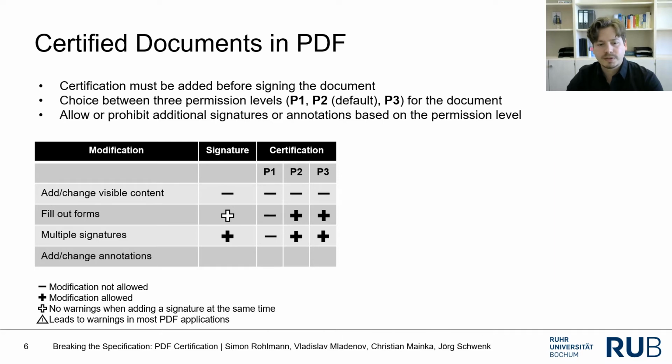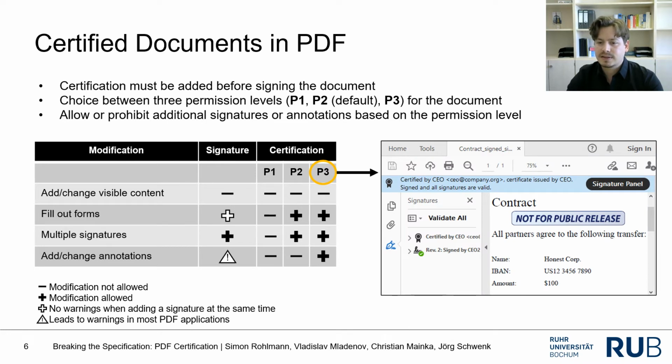But adding multiple signatures is also allowed in signed PDFs and on certified documents at level P2 and P3. Adding annotations leads to warnings in most PDF applications when we do this within a signed PDF, but is allowed on a certified document at level P3. So on the right side you see a certified document, and a signature was added and an annotation was added. And we see on level P3 there are no warnings when we add an annotation.